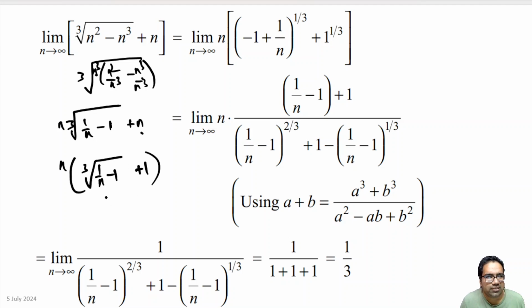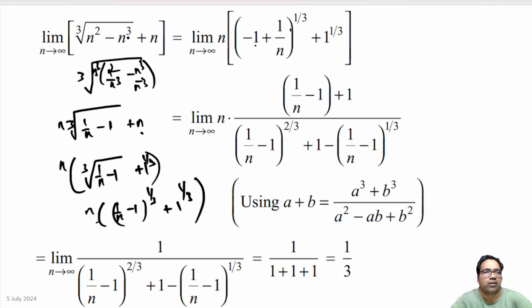We can write this as (1 by n minus 1) whole power 1 by 3, and this one also as 1 power 1 by 3. Basically, n times [(1 by n minus 1) whole power 1 by 3 plus 1 power 1 by 3]. Basically we made a slight algebraic modification. We have taken this n out, and we taken this n cube common from these two terms, and we have got this n outside.